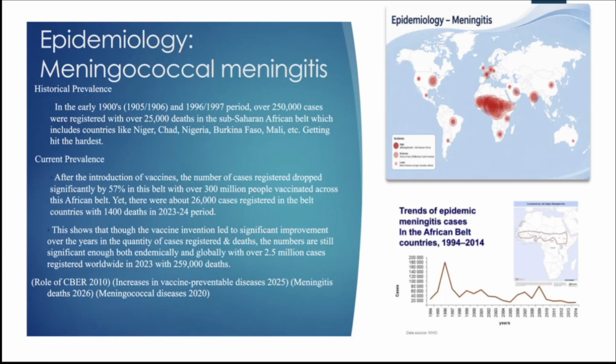Historical prevalence: the most disease cases were seen in the years 1996 and 97, where over 250,000 cases were registered, and out of which 25,000 deaths occurred. A current comparison would be 2023 to 2024, where there were about 26,000 cases registered with over 1,400 deaths. So even though we see a significant drop in the number of cases, overall this disease is still significantly impacting the world, with over 2.5 million cases registered worldwide in 2023, with over 259,000 deaths.